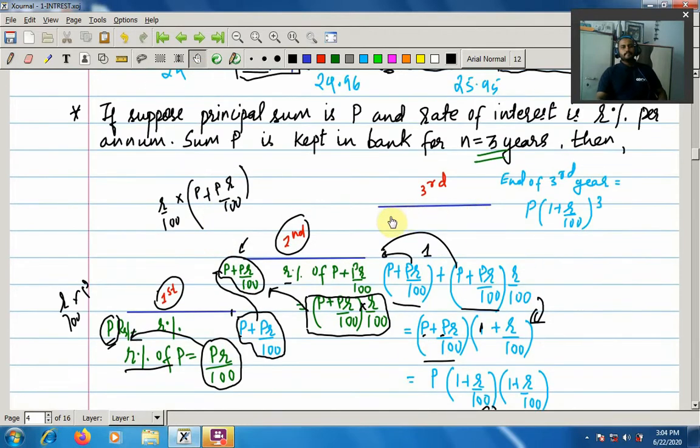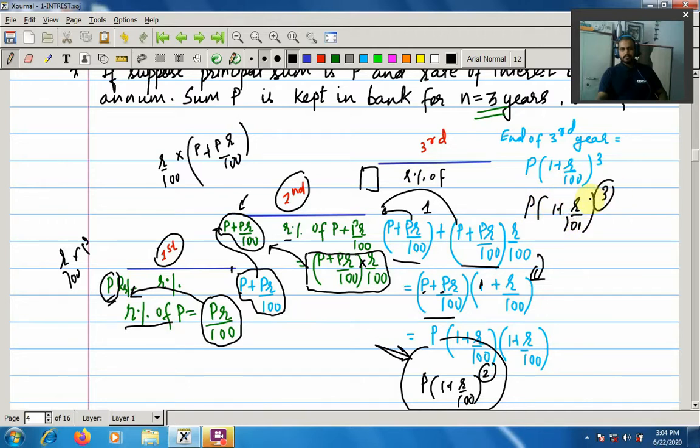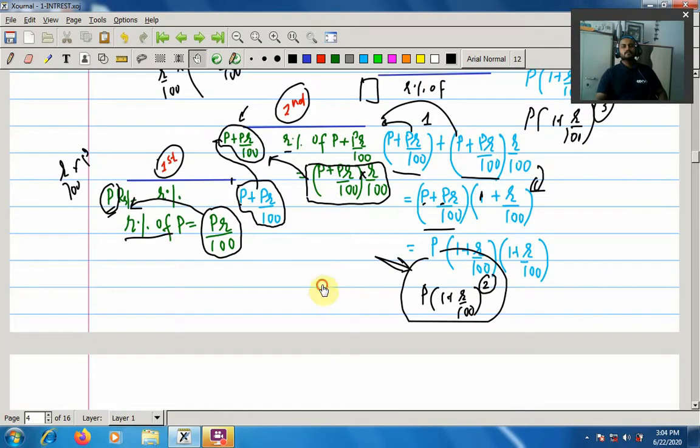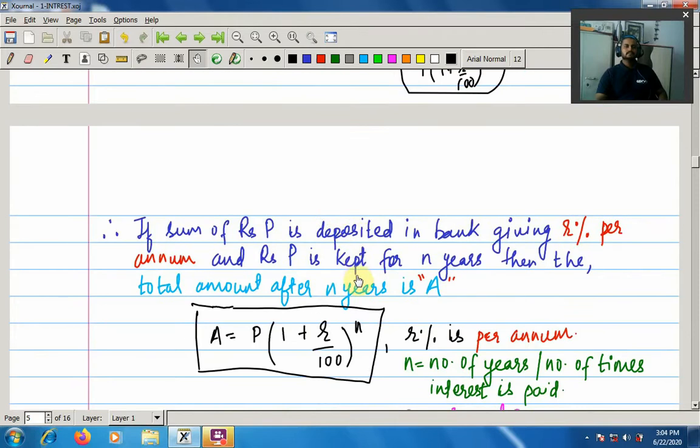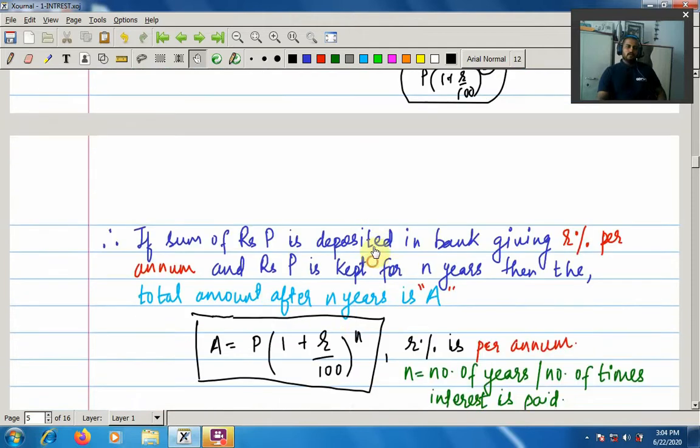So for third year, the principal amount is this whole thing. I'll write here, then R percent of this thing, and you have to again simplify like this. Definitely you will get P(1 + R/100)^3. Why cube? Because it is for the third year. So this much amount you will get after 3 years. This is a small explanation regarding theory, how this formula is coming.